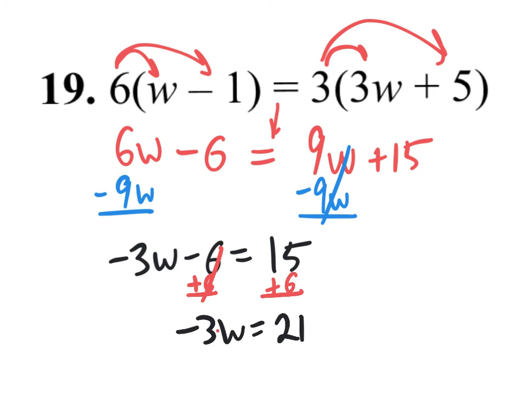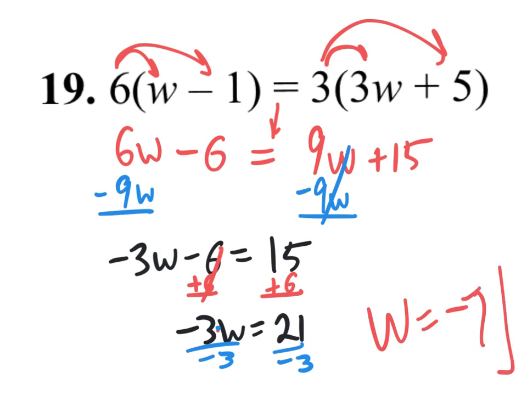Final step would be to get rid of this multiplication of negative 3, right? Negative 3 times w equals 21. We're going to divide by negative 3, divide by negative 3, giving us a final answer, w equals negative 7. That is an ugly 7, but you got it, right?